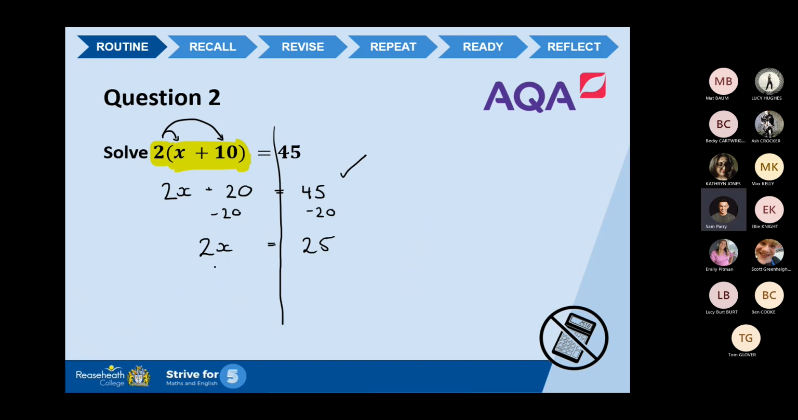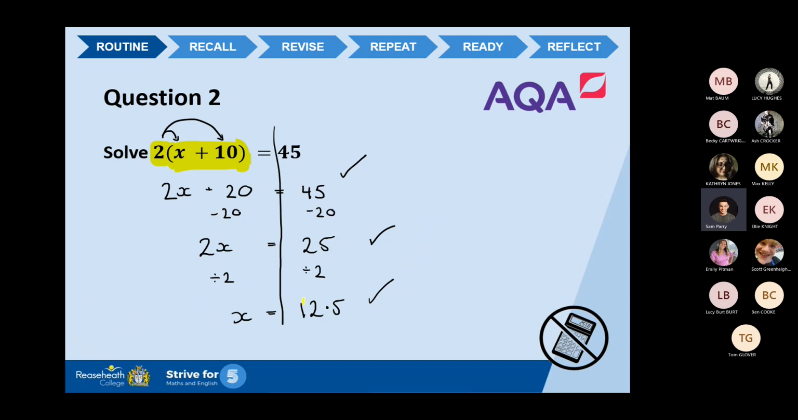And then the last thing I need to do to get x by itself is divide by 2. And once again, we do that to both sides. That leaves me with x equals half of 25, 12.5.